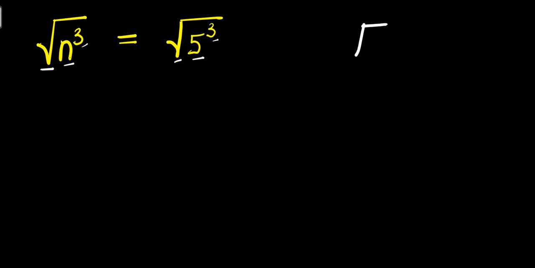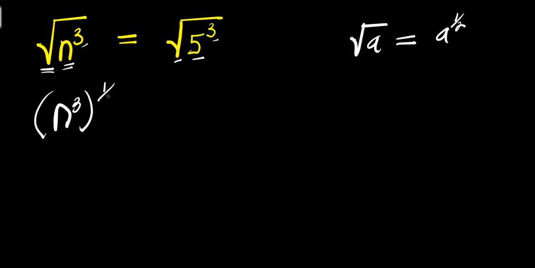If you have square root of a, this is a to the power 1 over 2. Square root of n to the power 3 is the same thing as n to the power 3 raised to the power of 1 over 2. And for this, we have 5 to the power 3 raised to the power of 1 over 2.